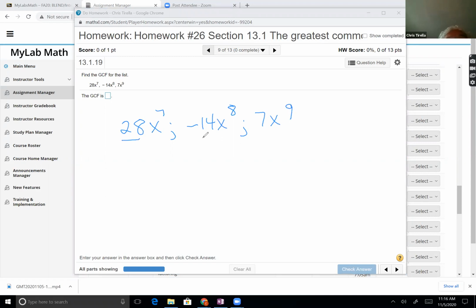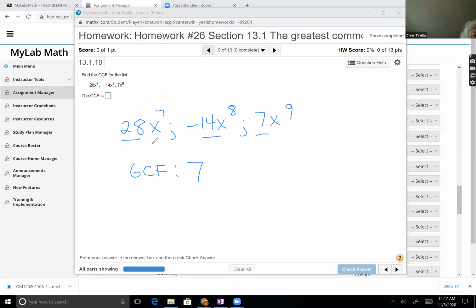First, I'm going to look at the numbers: 28, 14, and 7. Can anybody think of something that goes into 28, 14, and 7 evenly? 7. And because only one of them is negative, I'm going to say my common factor is that positive 7.